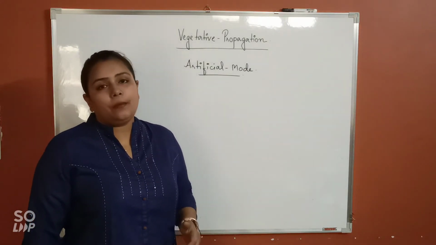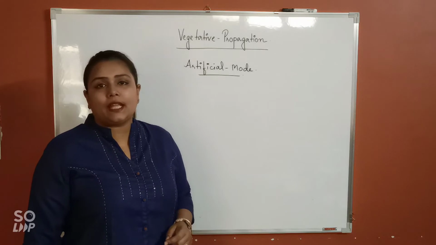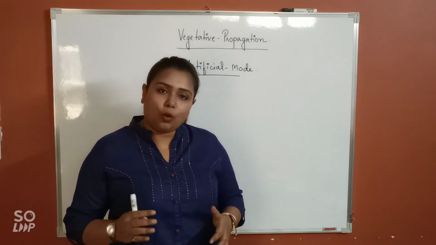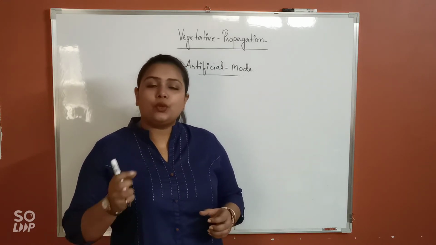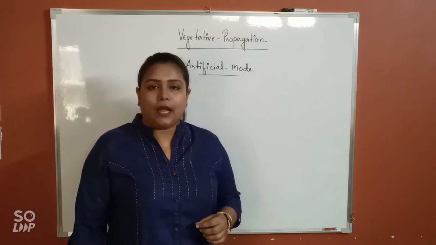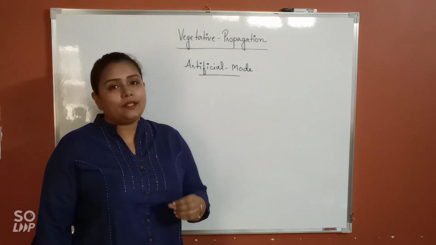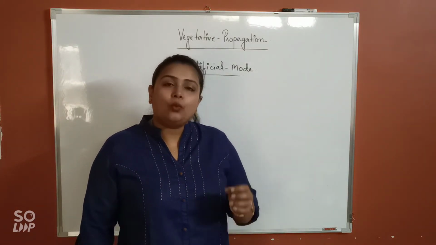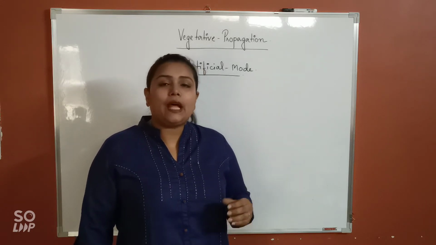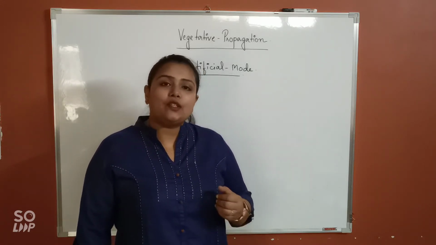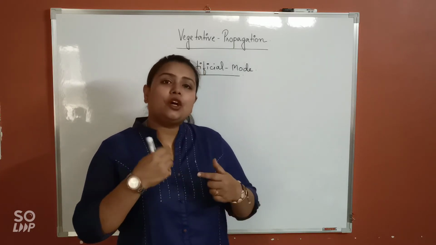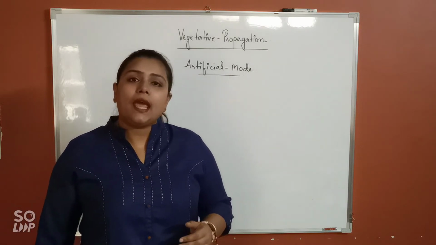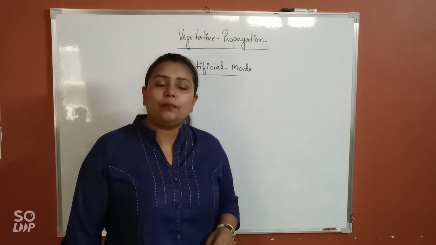Artificial modes of vegetative propagation are certain man-made techniques. In the natural mode, you have seen that from the natural part of the plant body itself, certain parts which contain buds give rise to new plants. But in the artificial mode, we artificially take out a part of the plant body which contains buds and induce that part to bear roots. As roots arise from there, the buds will germinate and give rise to the shoot system. So it's entirely happening artificially, hence we call it the artificial mode of vegetative propagation.